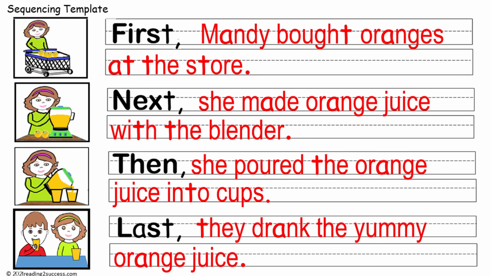Answers may vary. In this example, it reads, first, Mandy bought oranges at the store. Next, she made orange juice with the blender. Then she poured the orange juice into cups. Last, they drank the yummy orange juice.